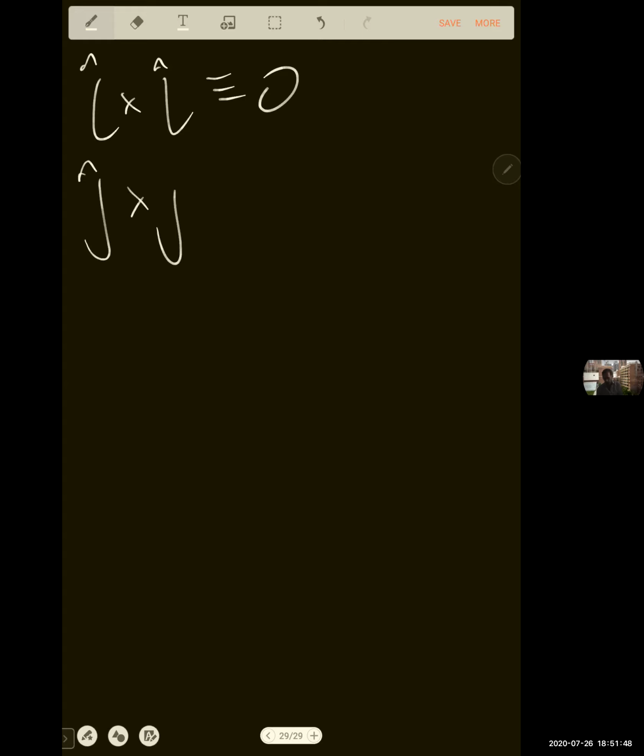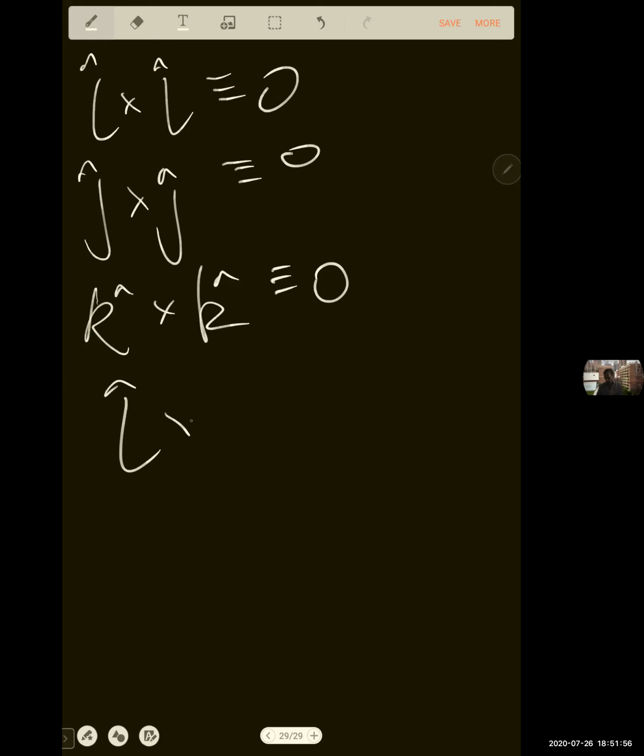Similarly, j hat cross j hat must always equal 0. But i hat cross j hat, now what does that equal? Definitely not 0. It does equal 1 times the sine of the angle between them, which is 90 degrees. You're probably seeing where this is going.